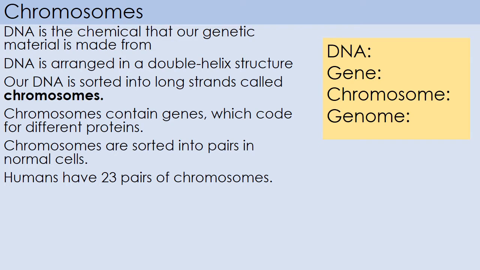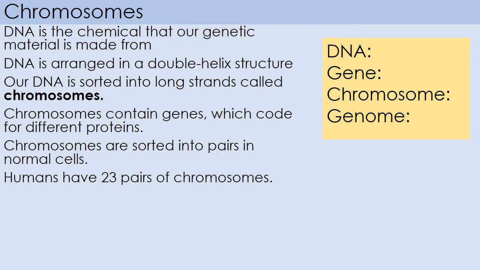So we'll start off looking at chromosomes. On the right of the screen we've got four words: DNA, gene, chromosome and genome. You need to know what they all are. I suggest you have a go at writing down definitions or explanations of them. I will reveal the answers later in the video. This is also just to keep you watching.